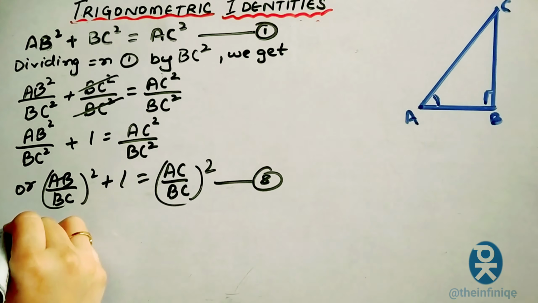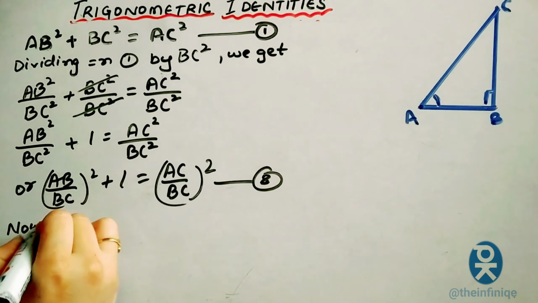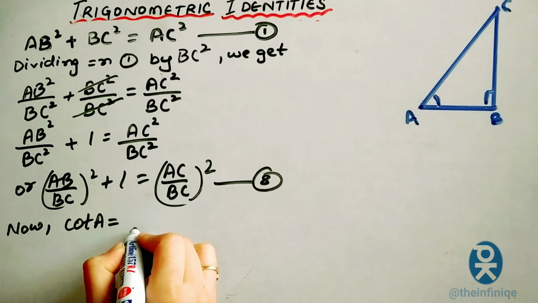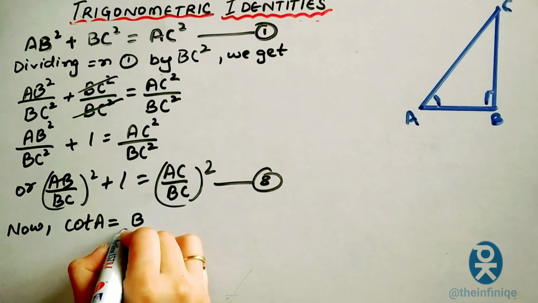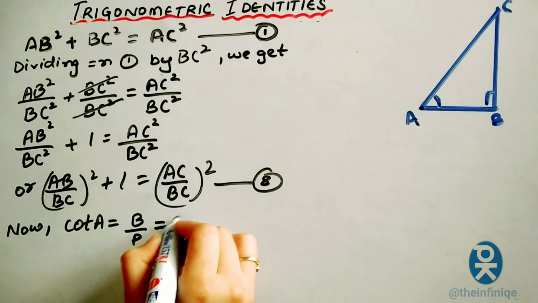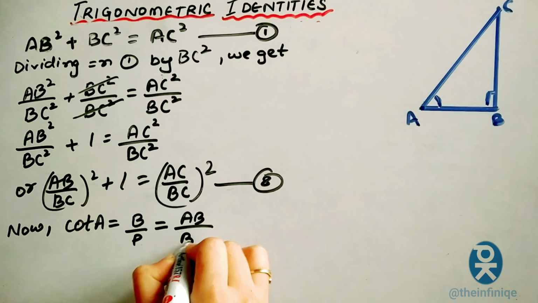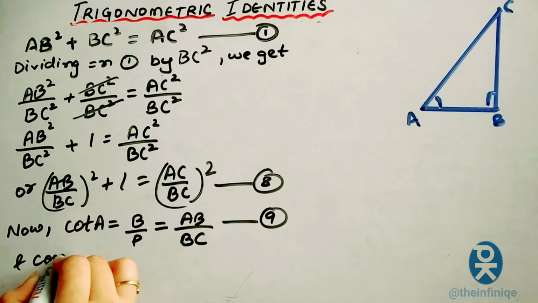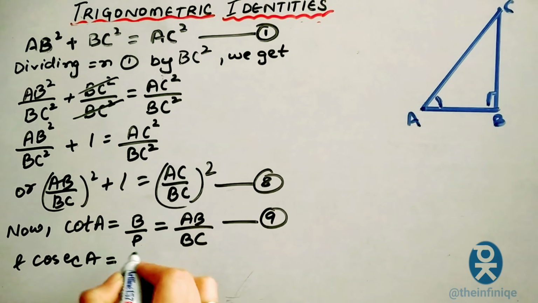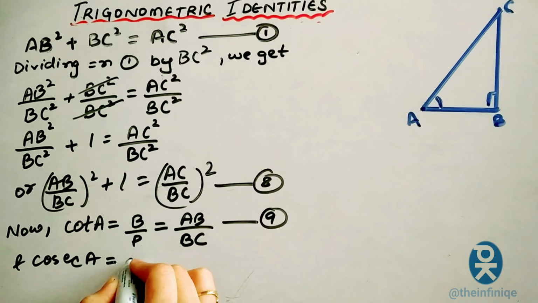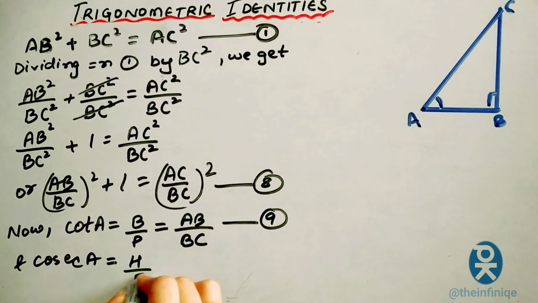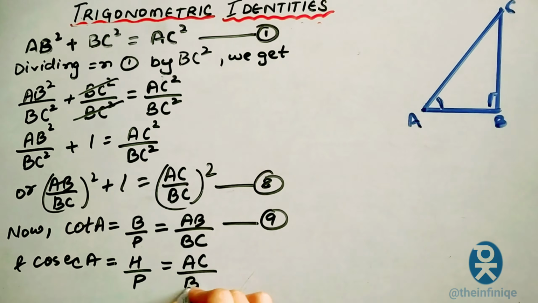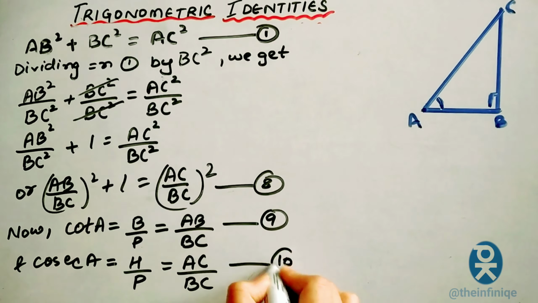Now we will find cot A, which is the reciprocal of tan A. So cot A is equal to base upon perpendicular. Base is AB and perpendicular is BC. Let it be equation 9th. And cosec A, which is the reciprocal of sin A. So cosec A is equal to hypotenuse upon perpendicular. Hypotenuse is AC and perpendicular is BC. Let it be equation 10th.